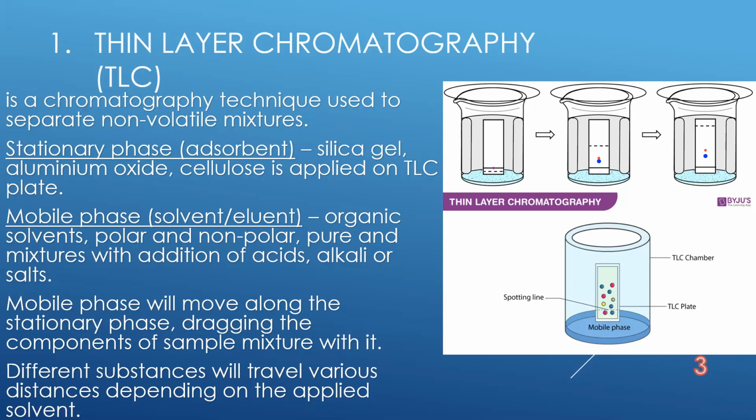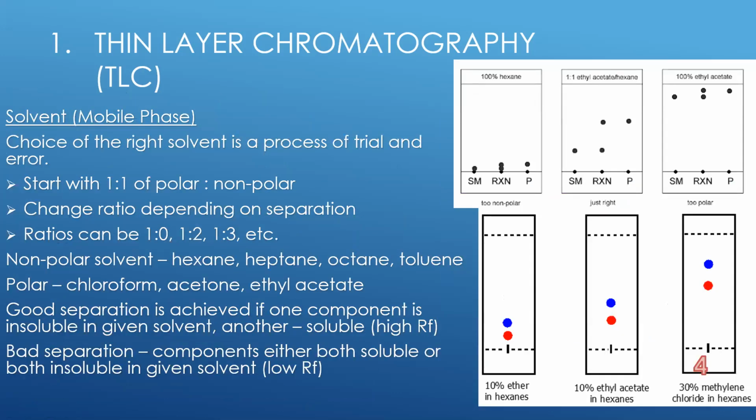So the mobile phase, eluents or solvents, is usually organic solvents of different polarity, and their mixture with each other or with different solutions of acids, alkalis, and salts. So in the stationary phase, usually silica gel or aluminum oxide is used, and for the solvent or mobile phase, different organic solvents. And the choice of such solvents should be the next.